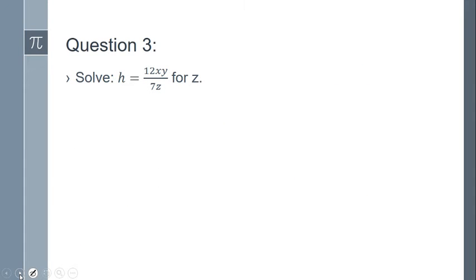Alright, so let's do an example like question 3. I made this one even a little more complicated than it was in the project. We have this equation, h is equal to 12xy divided by 7z. Solve it for z. There's more than one way to think about this. Remember, we're not going to get an answer like 5. We're going to get an answer where z is equal to something involving all these other variables, including the h.